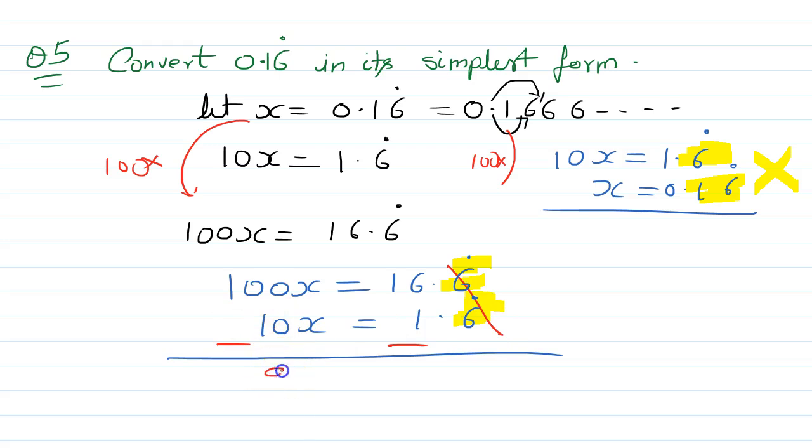100x take away 10x is 90x, and 16 take away 1 is 15. Divide by 90 both sides, so 15 over 90, and you can simplify, so it will be 1 over 6. Okay, so this will be your answer. You can check your answer. Now let's go for another question.